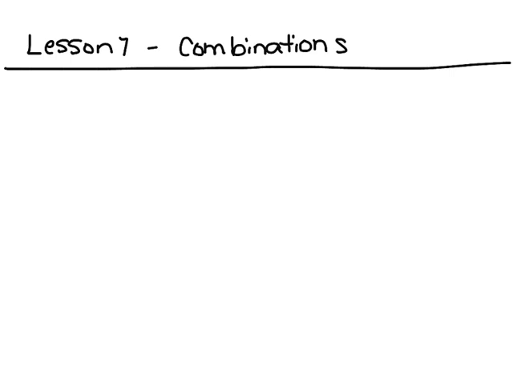Lesson 7, combinations. A combination is a group of objects where the order doesn't matter. With permutations, the order does matter. With combinations, the order doesn't matter.